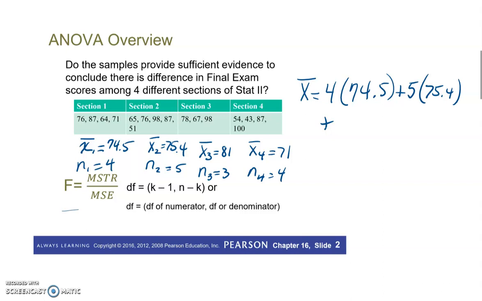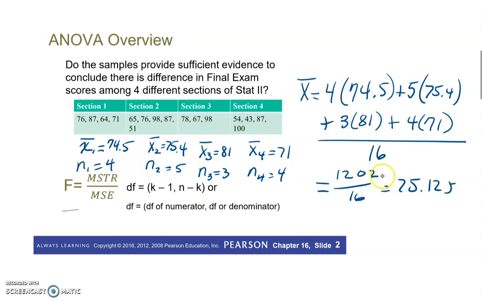For section 3, I have 3 pieces of data. My mean is 81. And for section 4, I have 4 pieces of data, and the mean is 71. You will add all those numbers up. That actually will give you the total, the same total if you were to add every single one of the 16 values up. And because we have 16 numbers, we're going to divide by 16.